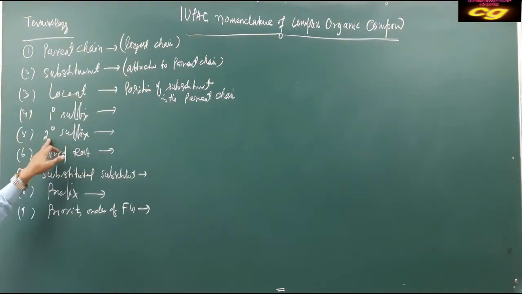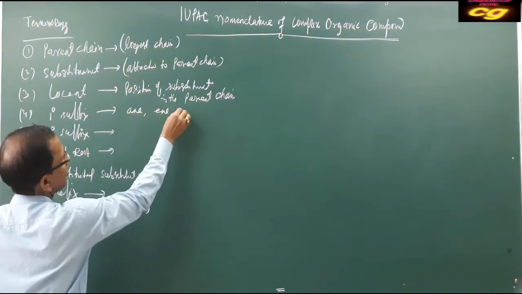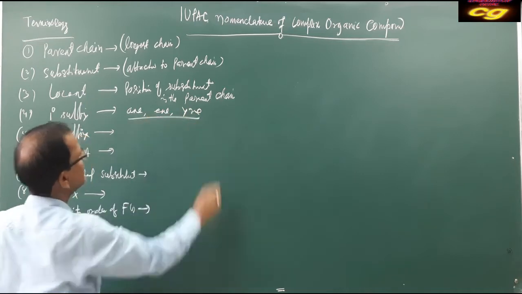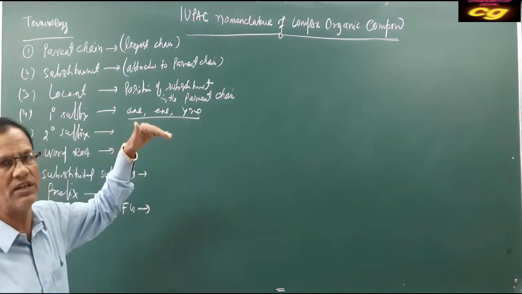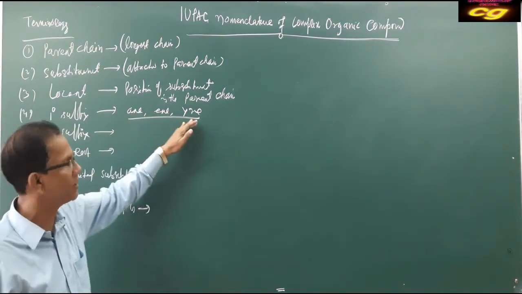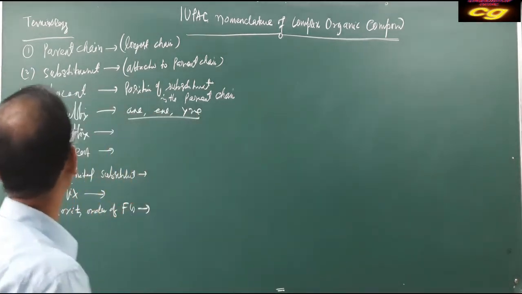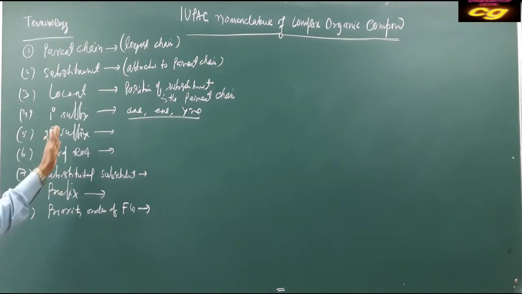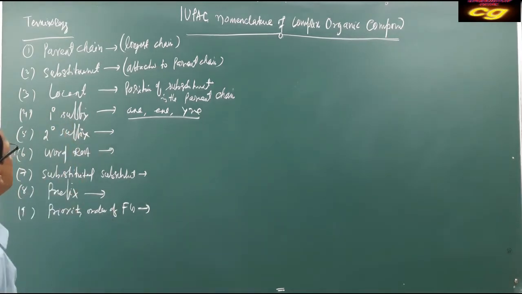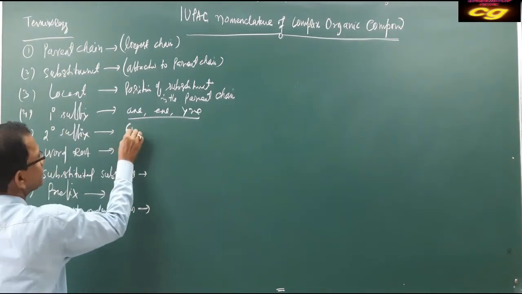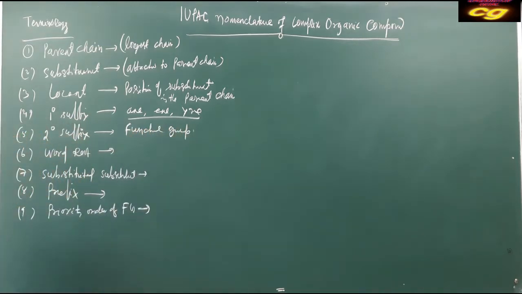But primary suffix is generally ane, ene or yne. These mainly indicate the primary suffix. If this type of chain is there, single bond, double bond, triple bond, then ane, ene, yne will come at the end of the nomenclature, not from the beginning. Suffix means before the end. Again primary suffix, then secondary suffix. Secondary suffix means functional group, the main functional groups.